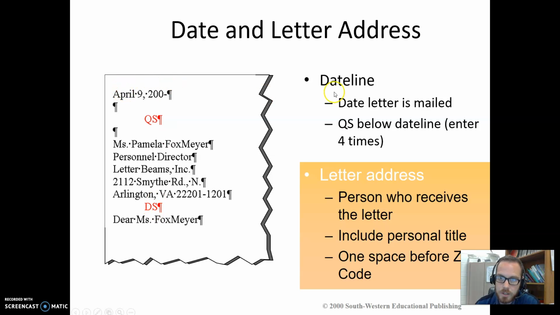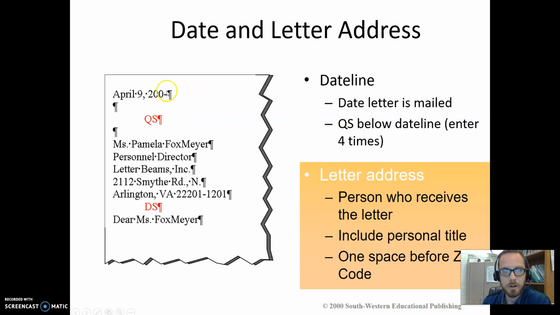All right, so you have the date line. This is the date the letter is mailed. You don't say the date that you write it. The date is when it is mailed. Okay, that's important. Okay, then you do a quadruple space below that. So hit enter 4 times.